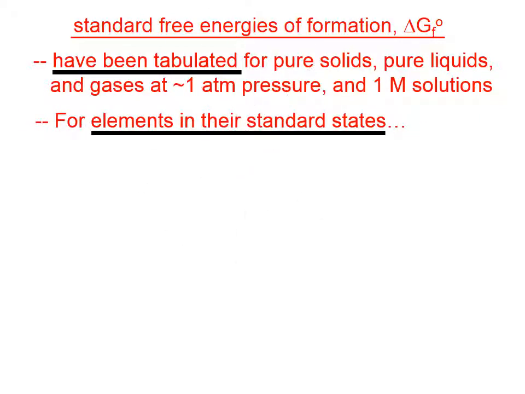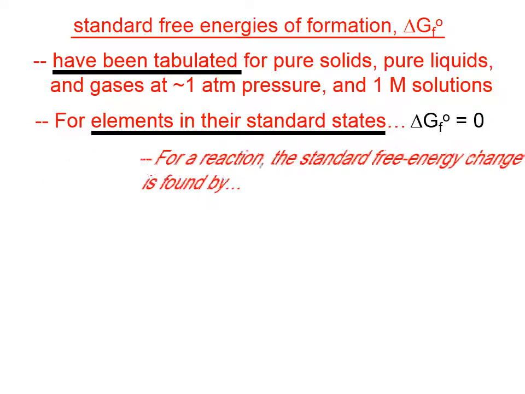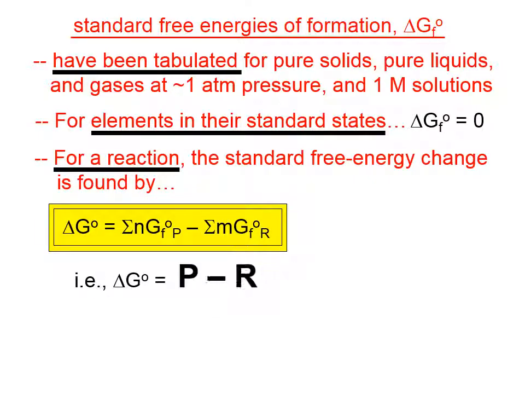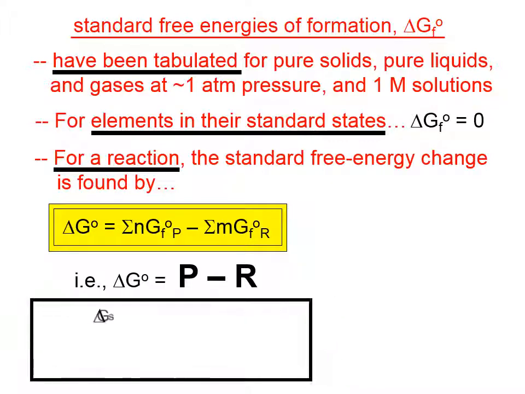For elements in their standard states, the standard free energy of formation is 0. This goes along with the standard heat of formation for an element in its standard state. Those values, you might remember, are also 0. For a reaction, the standard free energy change is found by doing our products minus reactants scheme, which we learned earlier applies for changes in reaction enthalpy and also changes in reaction entropy. So it's the same idea in both of those cases as it is here.